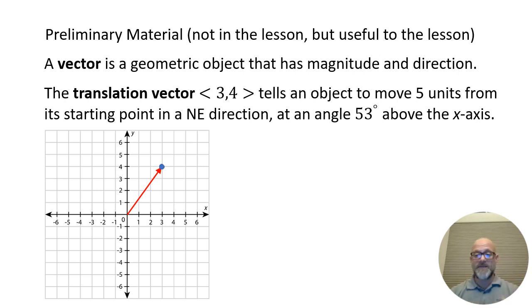So it has 2 pieces of information in it. What direction it's going to send the object. In this case, it'll send the object that way. And how far it'll send the object. It'll send the object not 1 unit, but 5 units. All right, how did I know that? Well, this vector right here is the vector 3, 4. So this is a 3, 4, 5 right triangle. So that distance right there is 5.